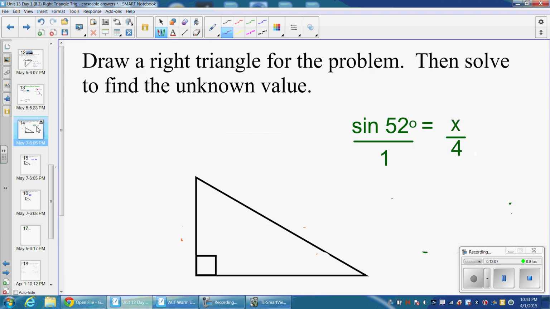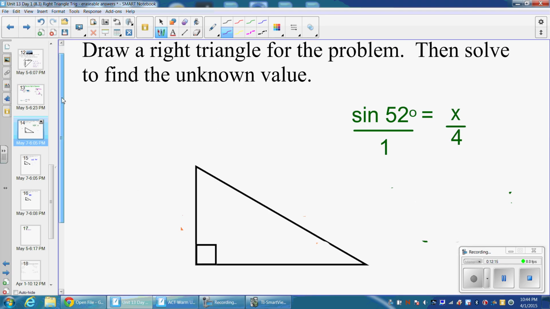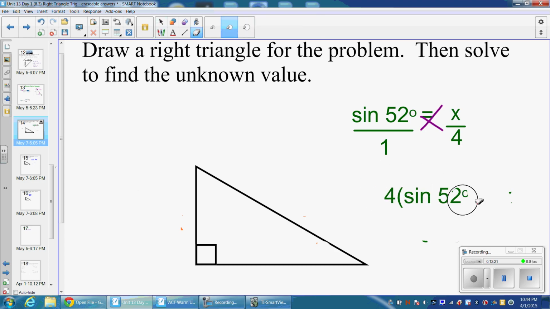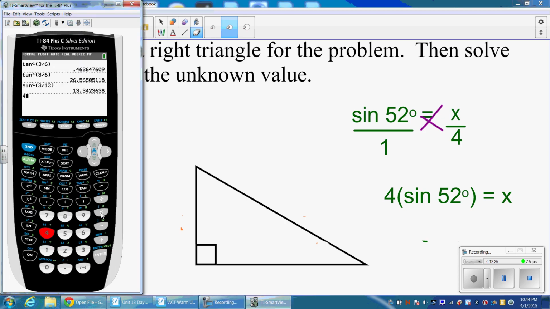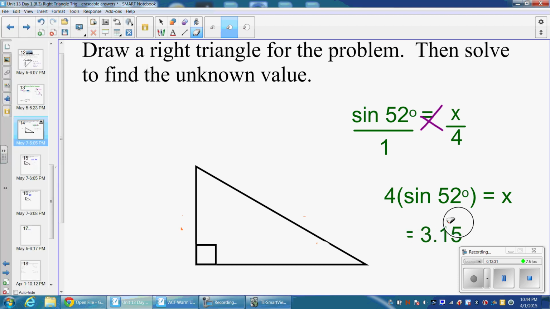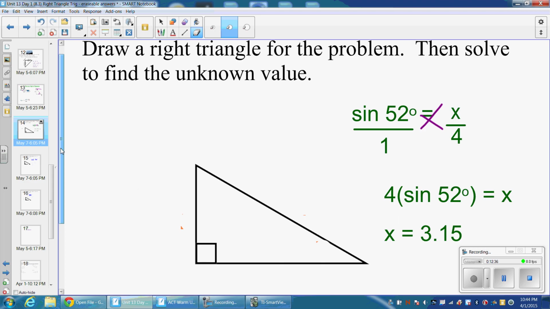Okay, so the last piece is being able to set up triangles. So they want you to draw a triangle for this problem and then solve. So if you wanted to first, you could solve this. You just cross multiply, and when you solve that, you get 4 times the sine of 52 equals x. You jump to your calculator and type 4 times the sine of 52, and you've already got this problem solved without needing to set up a picture. So that works, but now they want me to set up my picture.